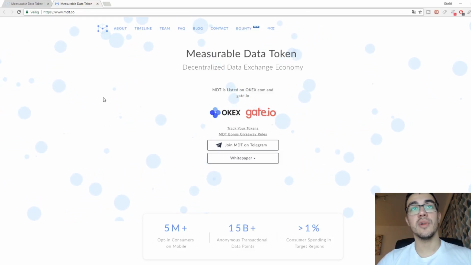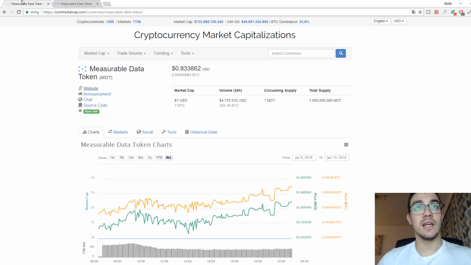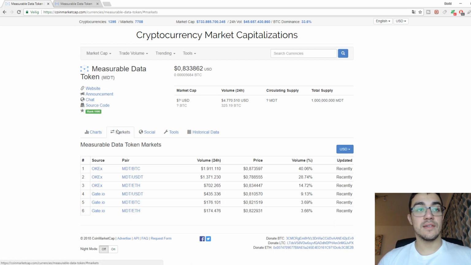Today we are going to talk about Measurable Data Token. Measurable Data Token has recently been added to CoinMarketCap and sits around the price of 83 cents. You can buy it at OKEx and Gate.io, and it has a total supply of 1 billion MDT.